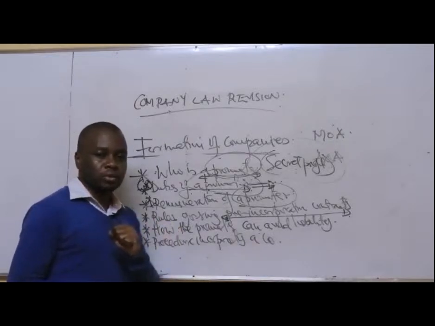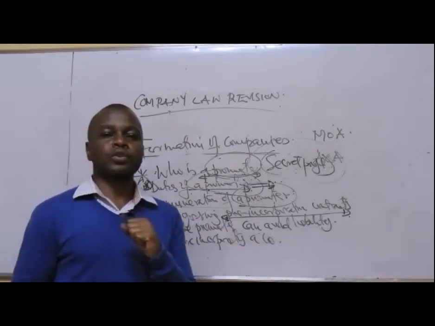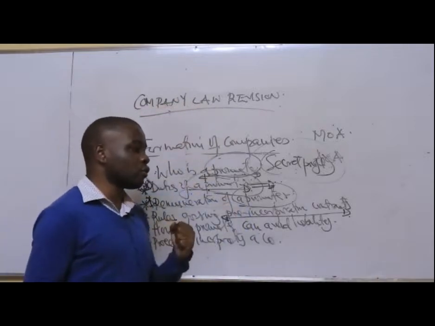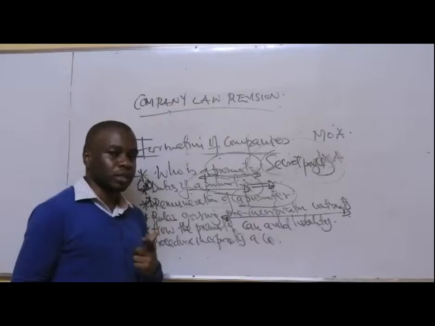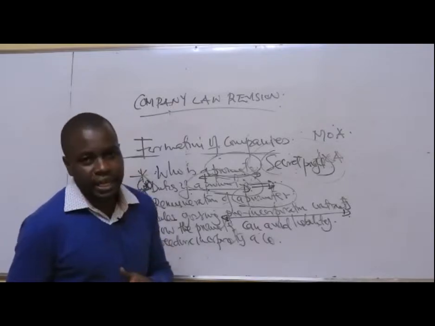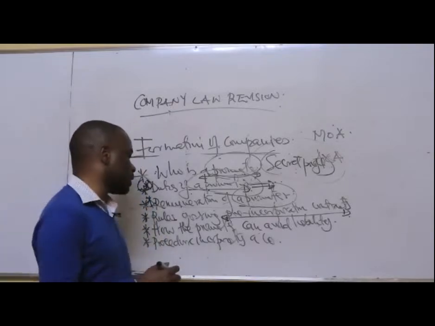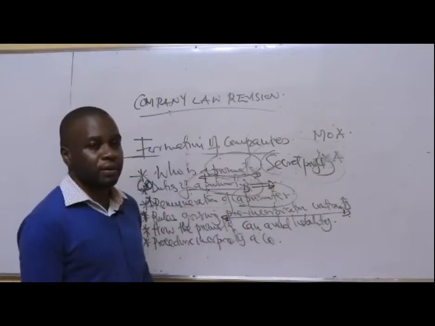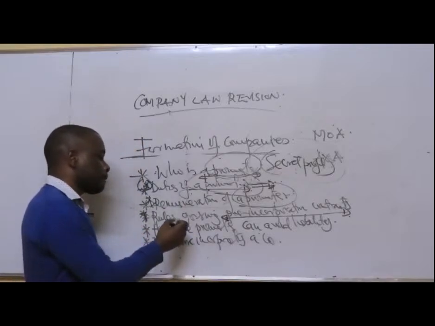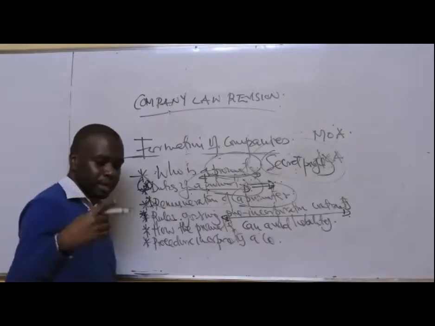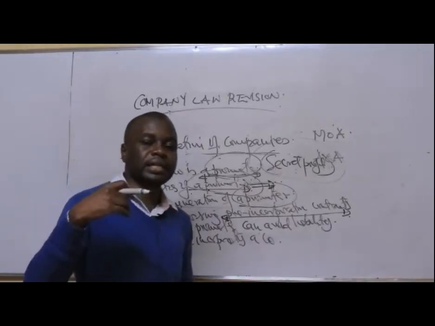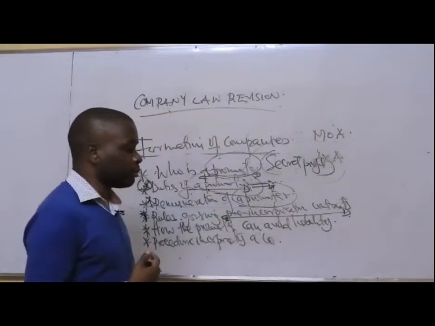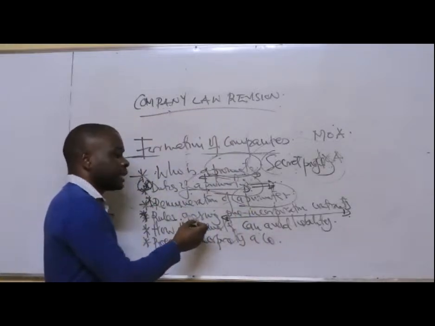Number four, the last one, the company cannot enforce a pre-incorporation contract. Those four rules are very important. What they like doing is bringing a scenario, so you need to be able to discover very fast that they are testing on rules governing pre-incorporation contracts. If they mention that someone entered into a contract before the company was incorporated, very quickly you should be able to discover that this is about pre-incorporation contracts.